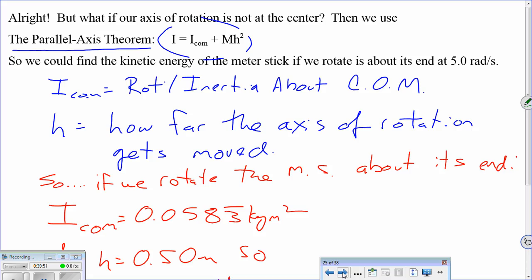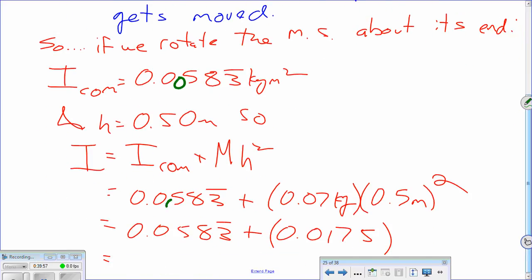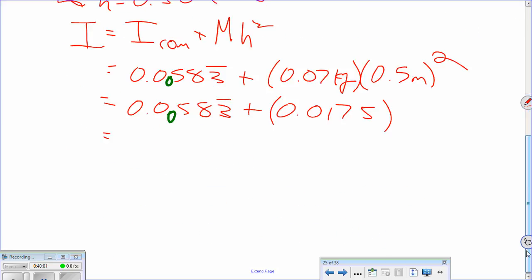All right, so that then makes this work out. So now, 0, 0, 0, 0. So now when we add it up, you get 0.023 repeating kilogram meters squared. Good.